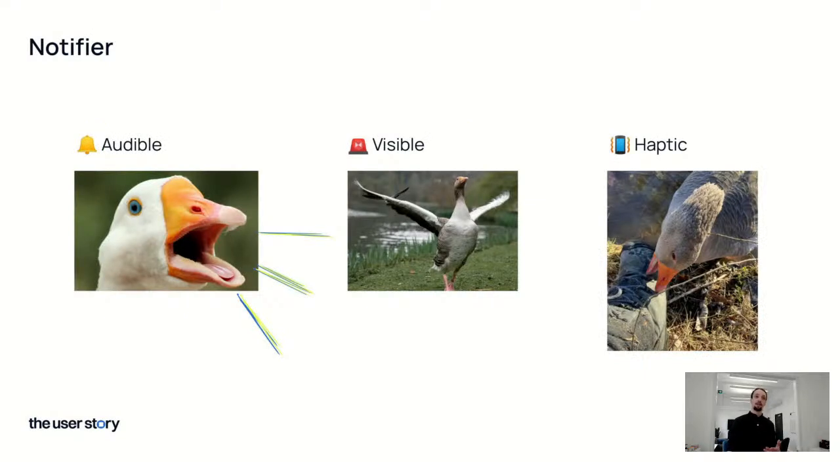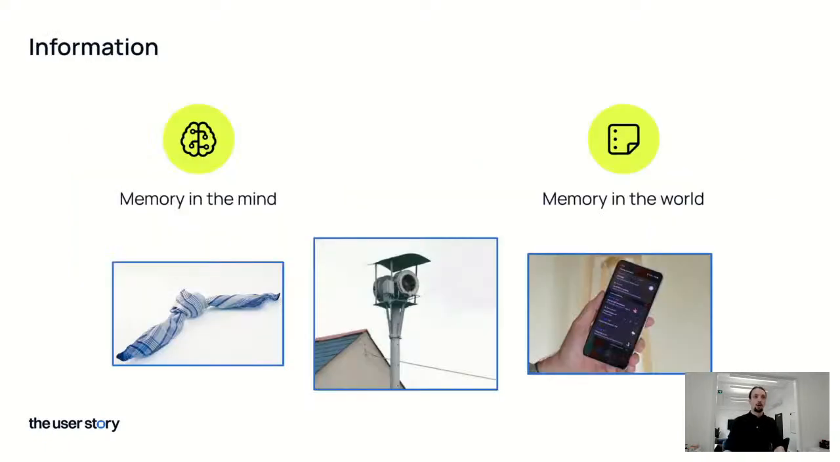So the notifier can be audible, visible, or haptic. Visual notifiers can be things like blinking lights, banners, bubbles, indicators. Audio or audible notifiers can be things like notification sounds, your phone ringing, alarms, and all of the sort. And a haptic notifier could be, for example, the vibration of your mobile phone. Whereas information is generally what we try to use to help our memory.